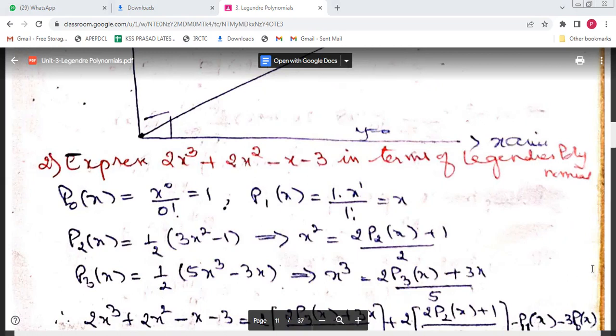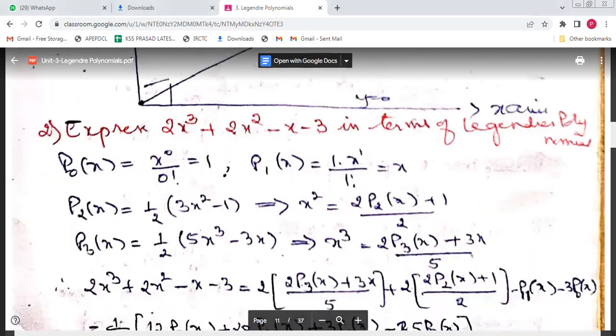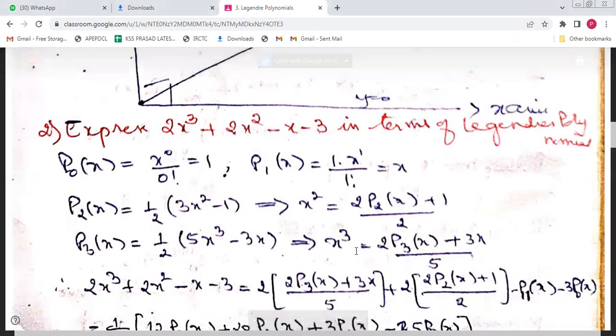Next, P3 of x equal to 1 by 2 times of 5x cubed minus 3x. Therefore, x cubed can be written as 2P3 of x plus 3x divided by 5. So now wherever x cube is there, replace x cube by 2P3 of x plus 3x divided by 5.